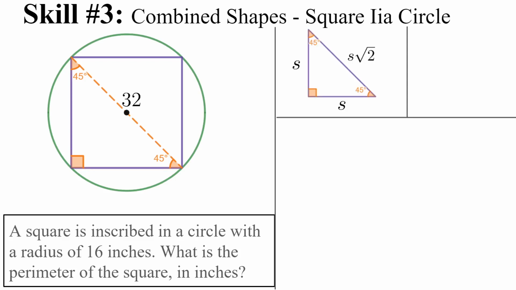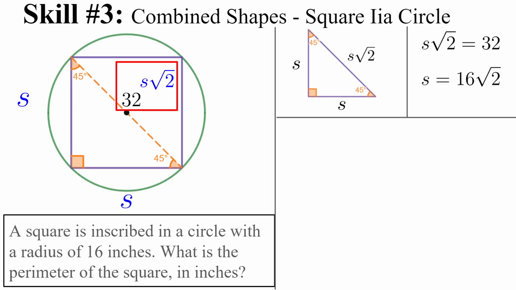And we're going to, of course, pull up our special right triangle from the reference sheet, copy it down on our scratch paper. And we are now going to label the sides. So the hypotenuse is s root 2, and the legs are both s. And now we're going to circle the side we have. So s root 2 equals 32. We divide both sides by root 2, and we get s equals 16 root 2, and we can put that on the picture. So both those s sides are 16 root 2.